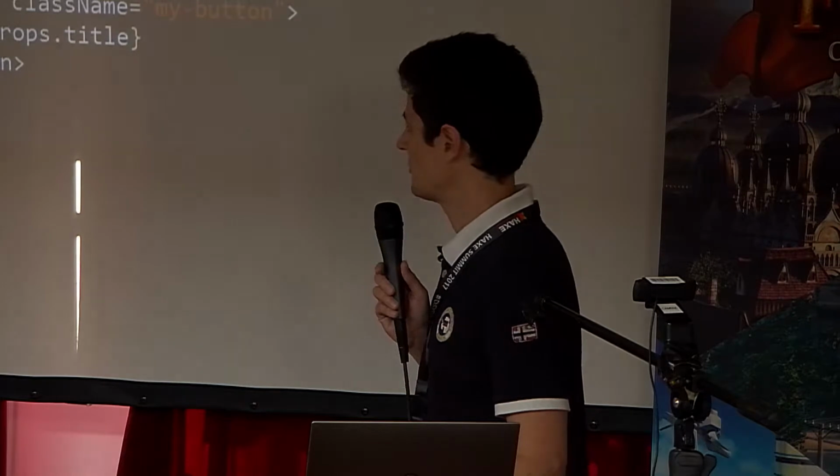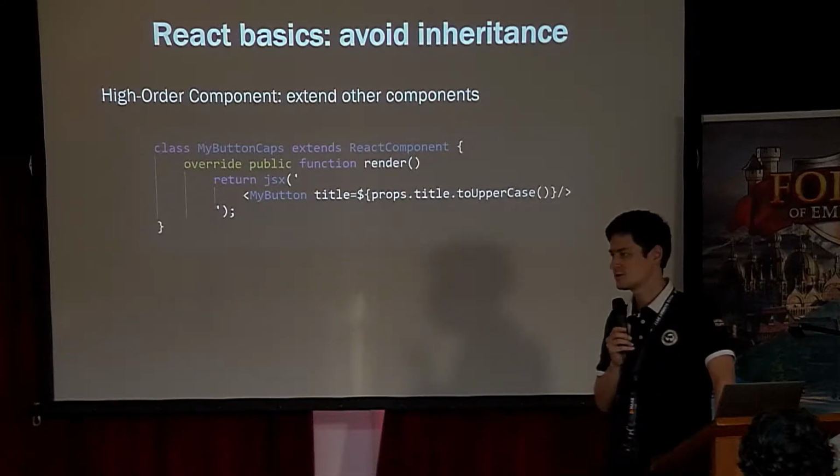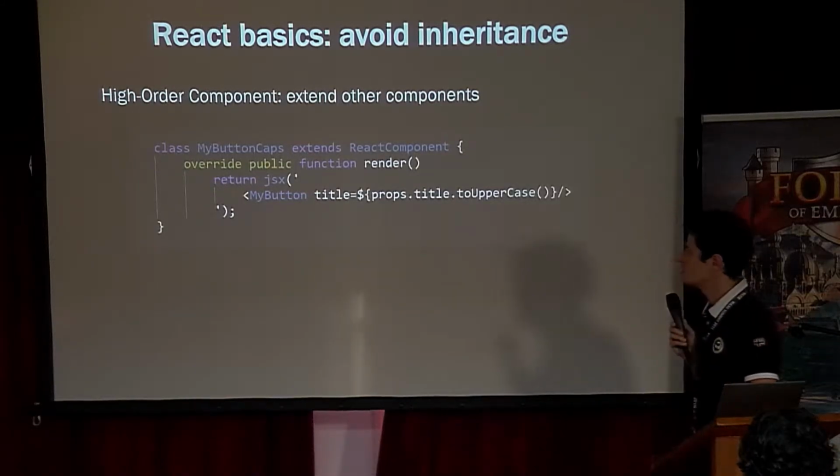But basically we can just use a function instead of making a full-blown class with a render function. You can just use a function. That's the functional components. And just to finish about avoiding bad practices, do not use inheritance if possible with React. Use composition.